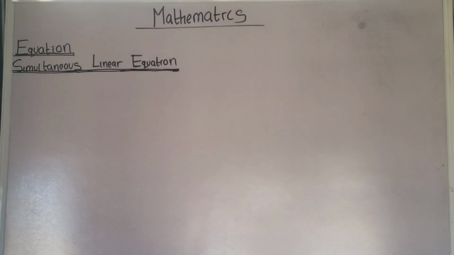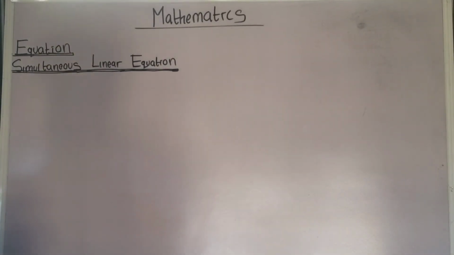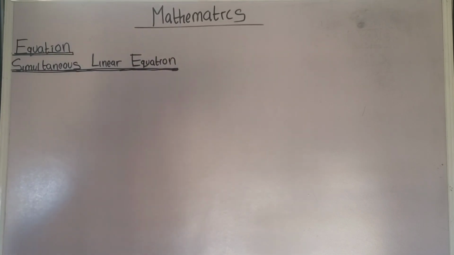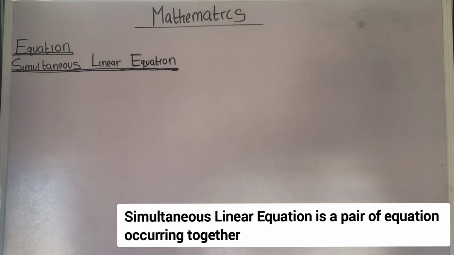In today's class, we're going to go over simultaneous linear equation. What do we mean by simultaneous linear equation? Simultaneous linear equation is a pair of linear equation occurring together.